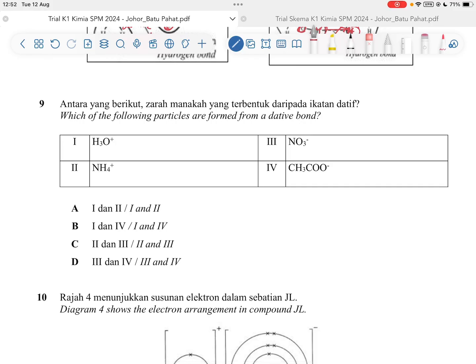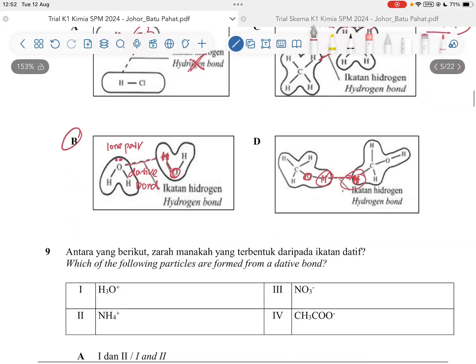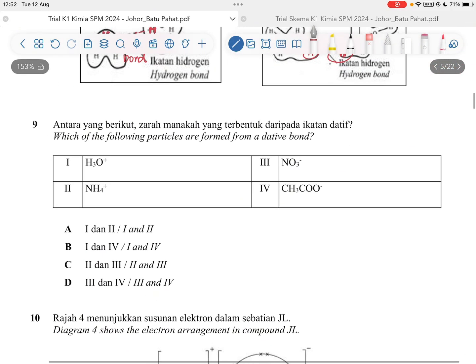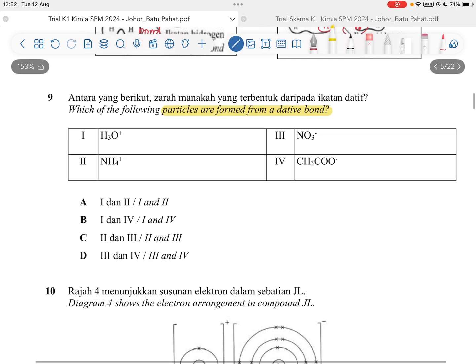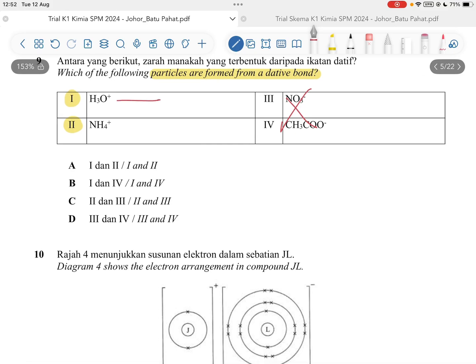So, question 9 is also related a bit to question 8. Question 9 is asking which particles are formed from a dative bond. So the answer is 1 and 2. If you already do many exercises, you can quickly identify which particles are formed from a dative bond. So why do I say so? Okay, this one we are not looking at. Actually, how this is formed is by H2O plus an H+.